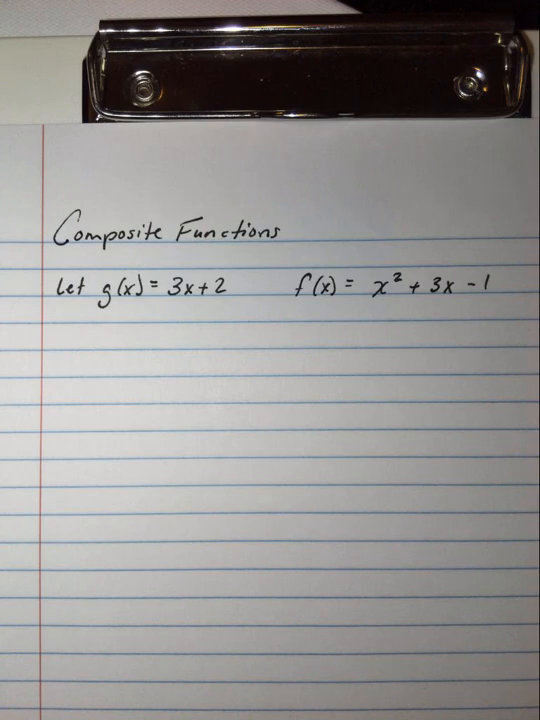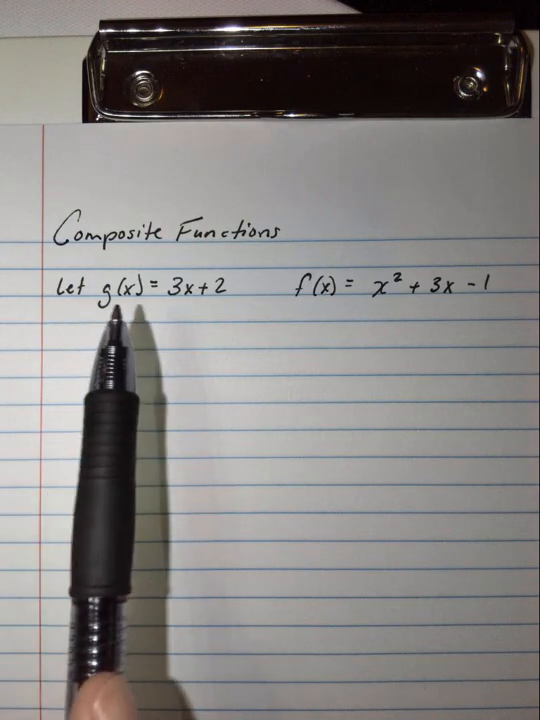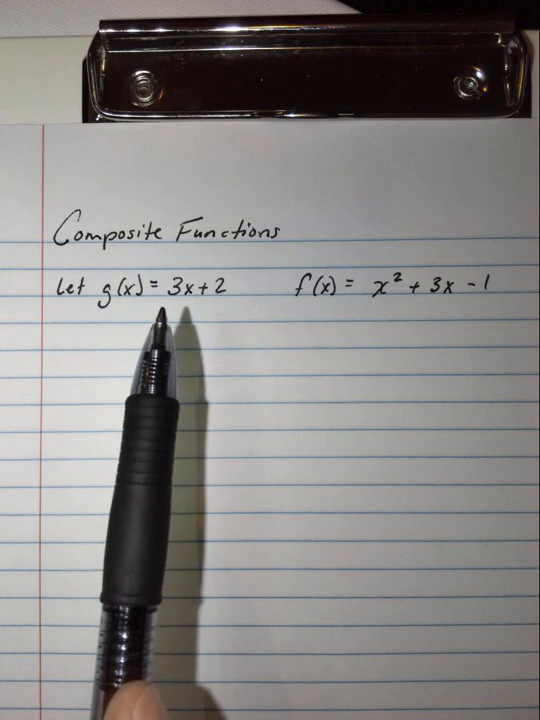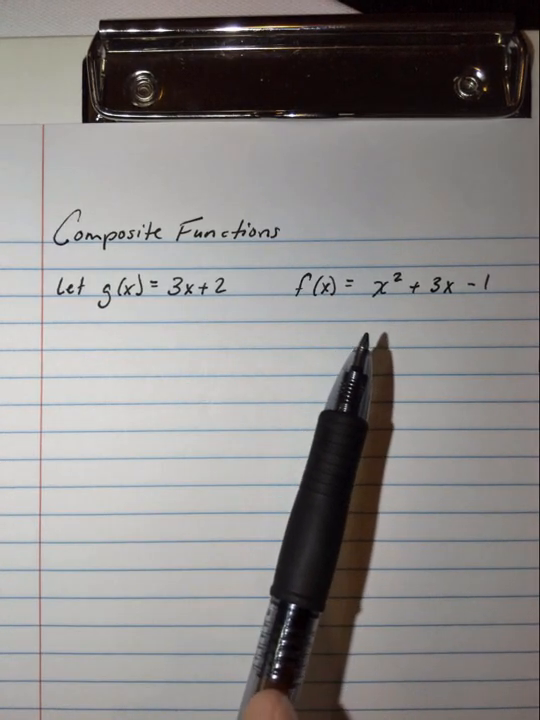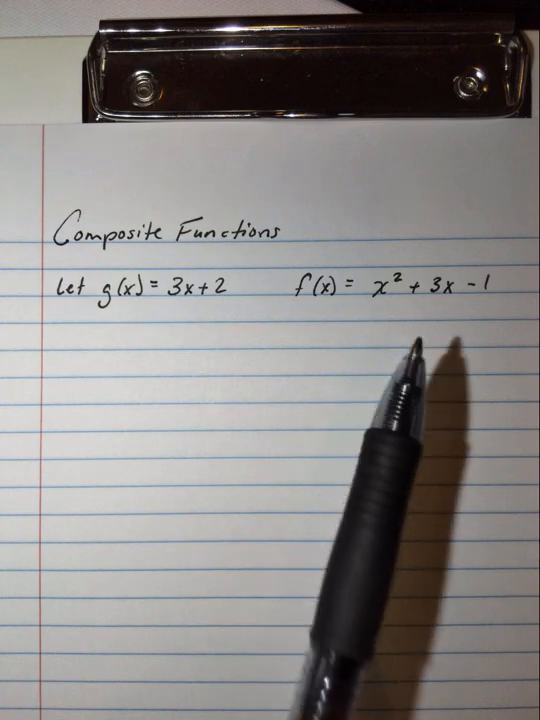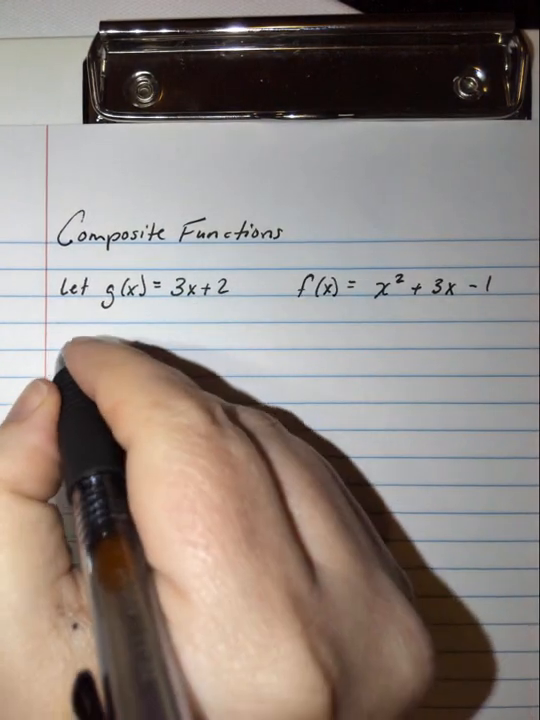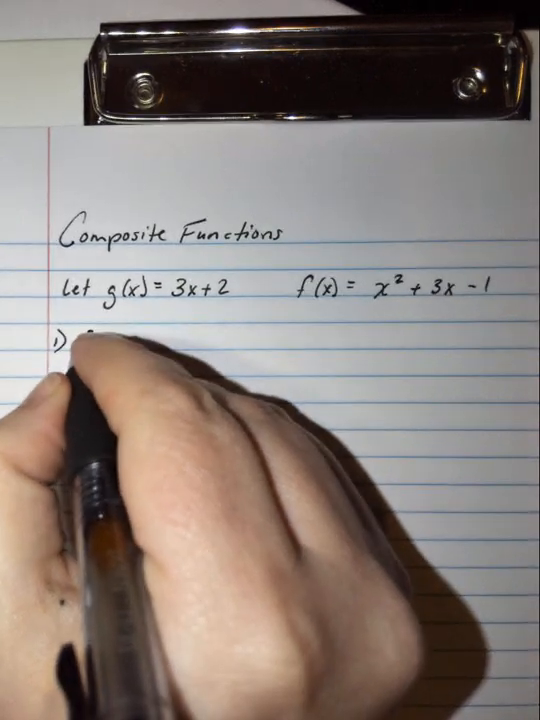And to make it a little bit easier, I'm going to start off by just telling you that g of x is going to be the linear function, 3x plus 2. And f of x in this case is going to be the quadratic function, x squared plus 3x minus 1. Let's just do a couple problems.